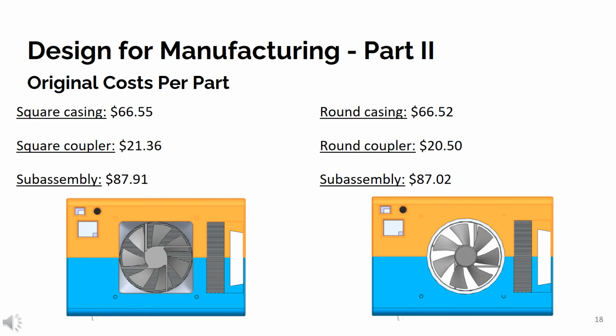Another part of our product that we were able to redesign to result in manufacturing cost savings was the coupler and casing subassemblies. For our product differentiation, one of our products, the cold side coupler, has a square output and the other has a round output. This allows for a tube to be attached for the round if desired. Originally, we had two different casings and two separate couplers. As you can see here, they resulted in each subassembly costing around $87.